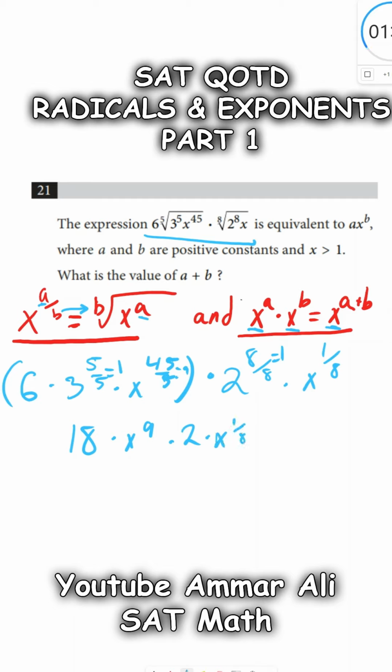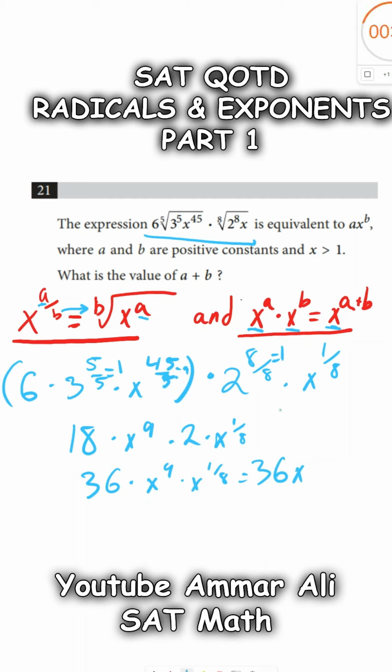Okay, so now we can combine like terms. We're going to do 18 times 2. That's going to be 36 times x to the 9 times x to the 1 over 8. And remember, we can now combine these two x terms because they're in the same base. So that is going to make this equal to 36 times x to the 9 plus 1 over 8.